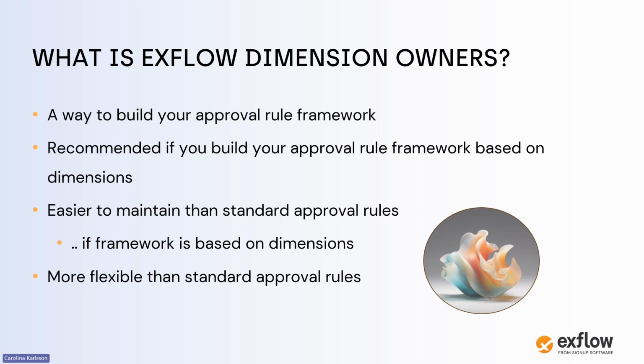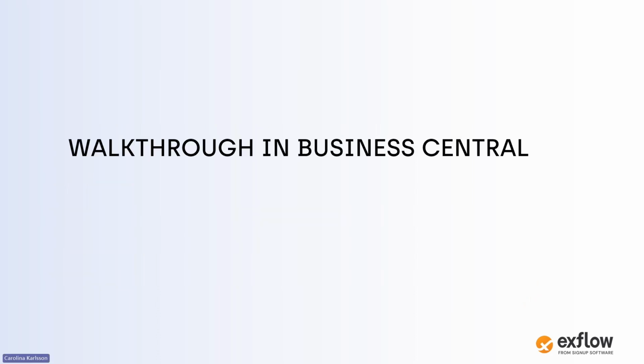So with ExFlow dimension owners, you can simplify this by only setting up a single approval rule that dynamically handles all of these combinations. So the approval group does not have a static member or members. Instead, it dynamically fetches approvers based on the dimension owners that you set up. We have more information about this in our online manual, or you can contact your support if you need more help with that. So that was some basics. Let's do a walkthrough in Business Central.